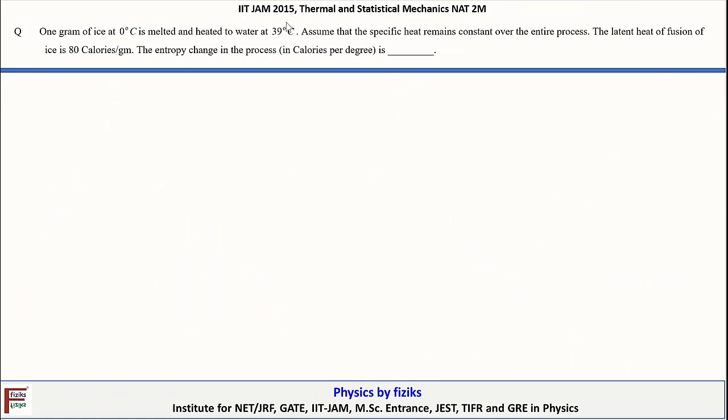The question is, 1 mole of ice at 0 degrees Celsius is melted and heated to water. Okay, so let's draw this process schematically, then we can understand it in a much better way. So suppose we have a piece of ice weighing 1 gram, and this is ice at initial temperature 0 degrees Celsius. And now this will melt first.